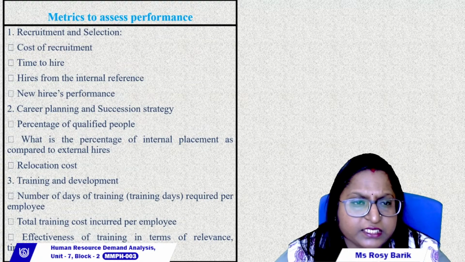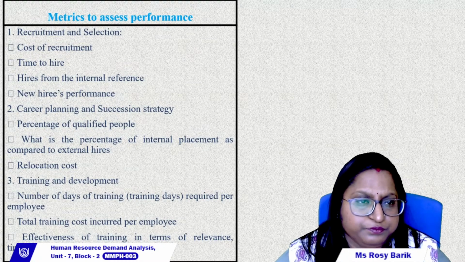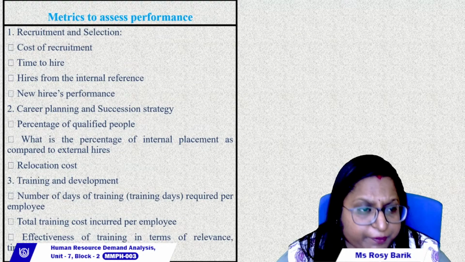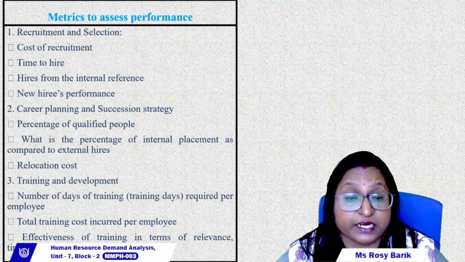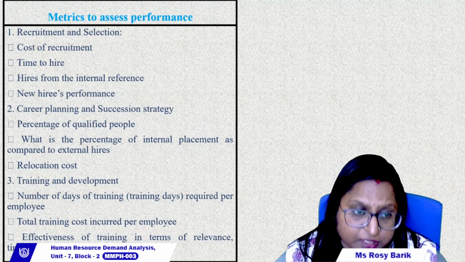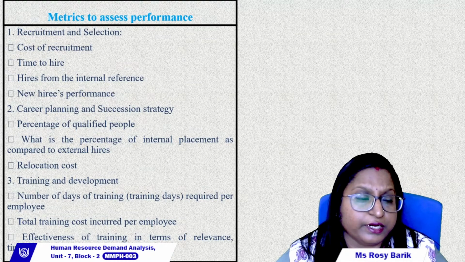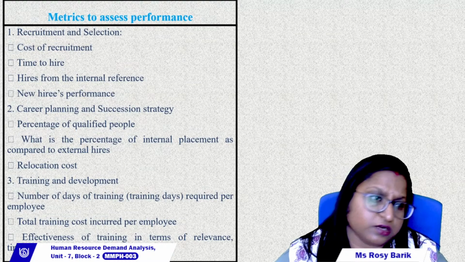Then career planning and succession strategy: the percentage of qualified people, what percent is internal placement as compared to external hires, and relocation cost.